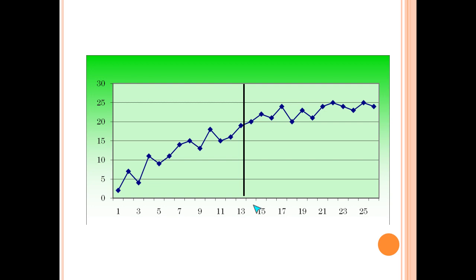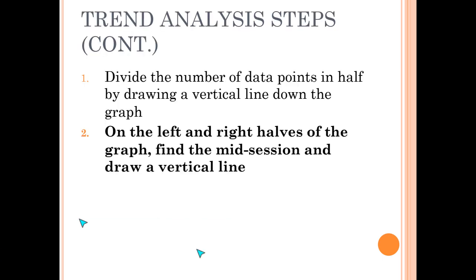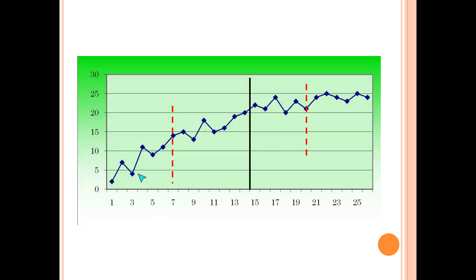Then your next step is, on the left and right halves of the graph, find the mid-session and draw a vertical line. So you're doing the same step one more time. In each phase, find the middle point and draw another vertical line, split up each subphase in another half. Okay. So now you're going to be looking at the y-axis and you want to find the mid-performance point, and you're going to draw a horizontal line.